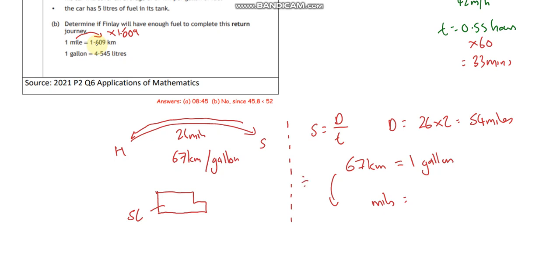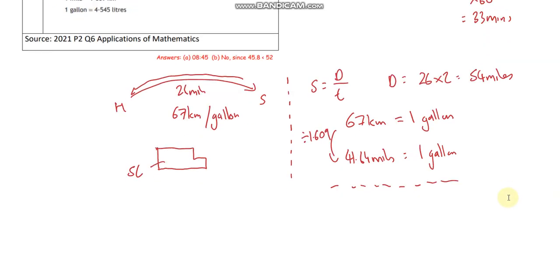So I'm going to divide by 1.609. So quite a tough question, this one. A lot in it. So that's going to be 41.64 miles is equal to 1 gallon. Okay. And the next thing I want to maybe look at is, well, what's my gallon equal to then?